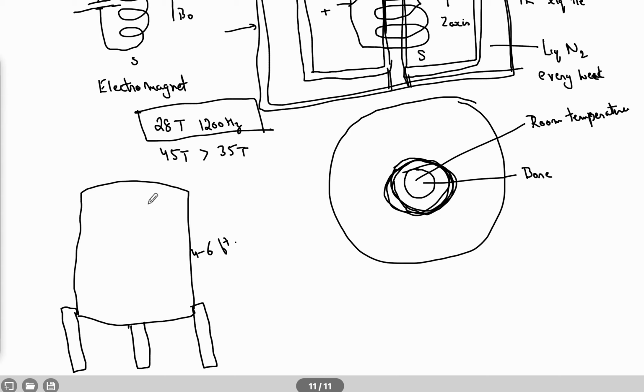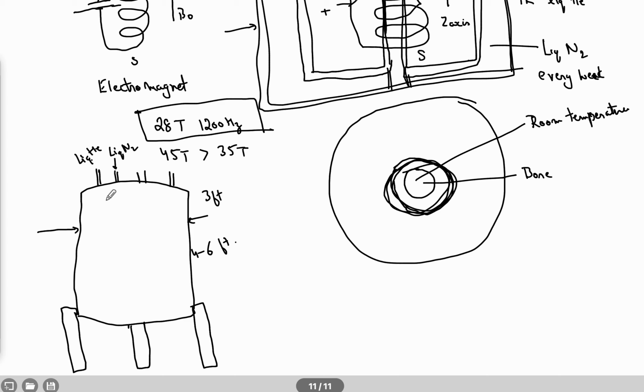Okay. Now this height is 4 to 6 feet, and the diameter of this cylinder is roughly, I would say, 3 feet or something, right? And then on top you would see there are certain ports. These ports are for liquid nitrogen and liquid helium filling, because you need to replenish this nitrogen and helium.